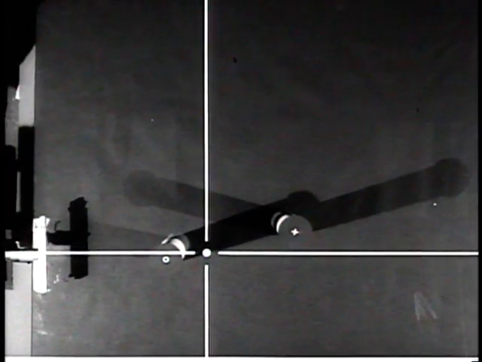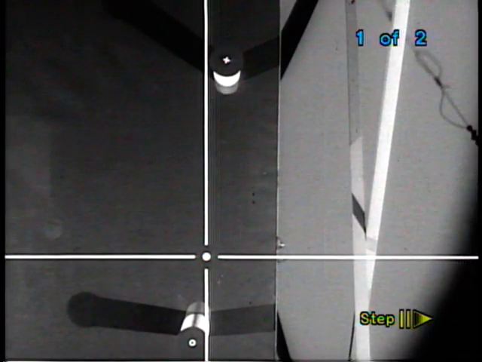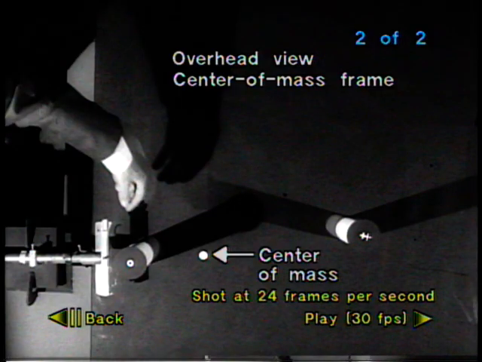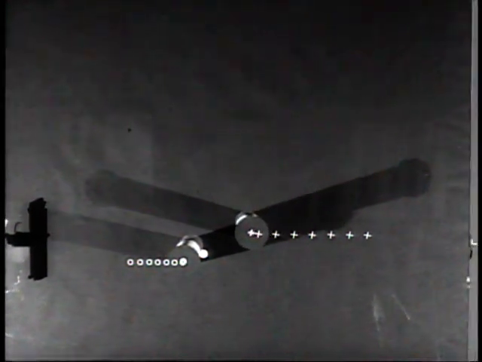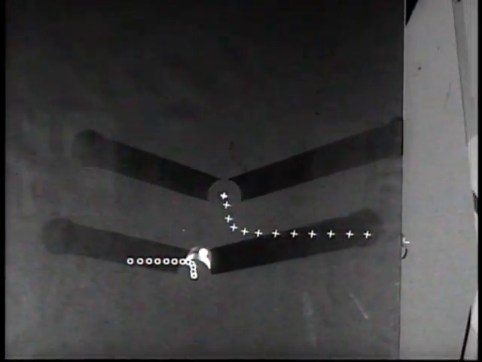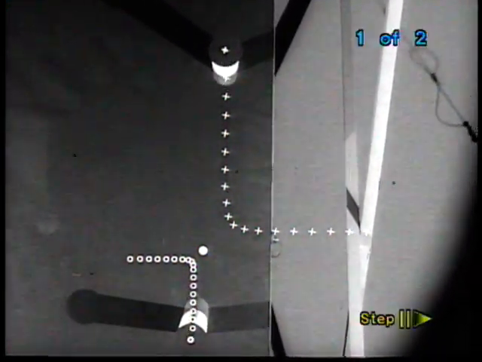Using pictures from an overhead camera moving along with the center of mass, compute the initial and final momenta of the pucks in this scene. Analyze this interaction with respect to the center of mass. The momentum must be treated as a vector quantity. Is momentum conserved?